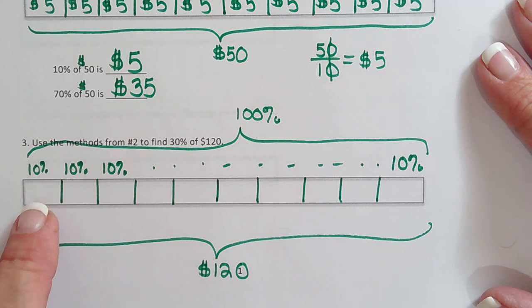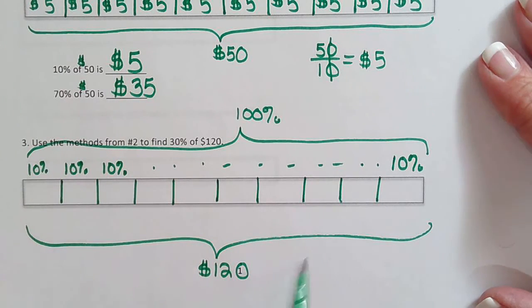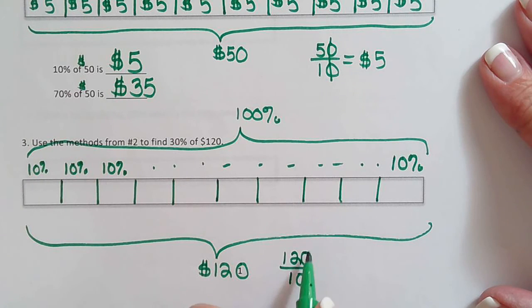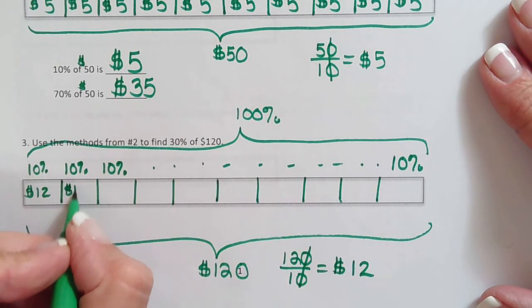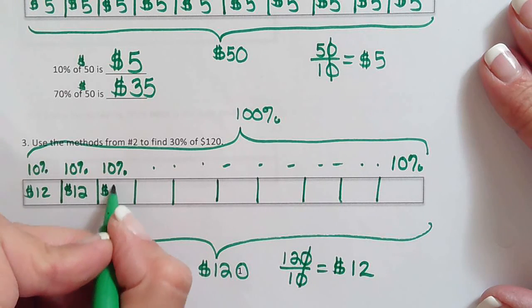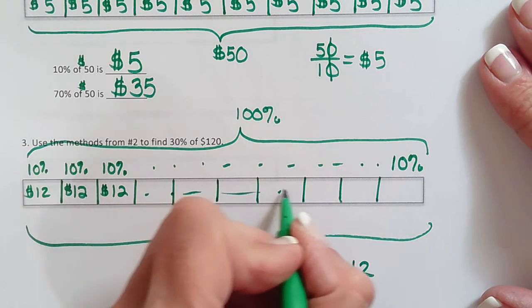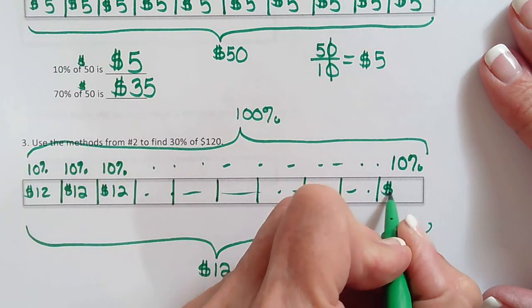But now we need to decide what dollar amount goes there. So remember what I said? You take the dollar amount divided by how many boxes there are. There's 10 boxes. So 120 divided by 10 boxes, cross out a 0. 12 divided by 1 says each box is $12. So $12, $12, and so on, $12.